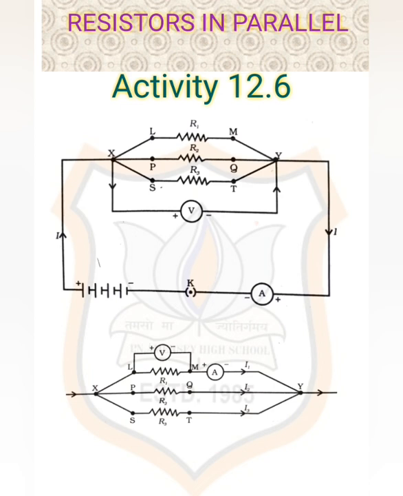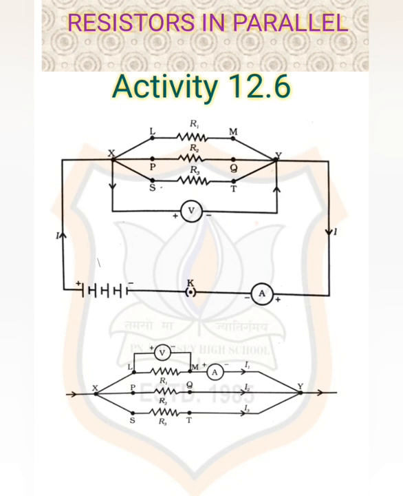Make a parallel combination XY of 3 resistors having resistances R1, R2 and R3 respectively. Connect it with a battery, a plug key and an ammeter shown in the figure. Then also connect a voltmeter in parallel with the combination of resistors. Plug the key and note the ammeter reading. Now also take the voltmeter reading. It gives the potential difference V across the combination.